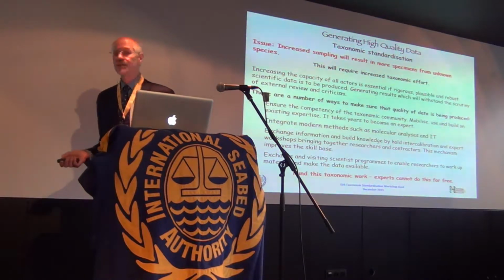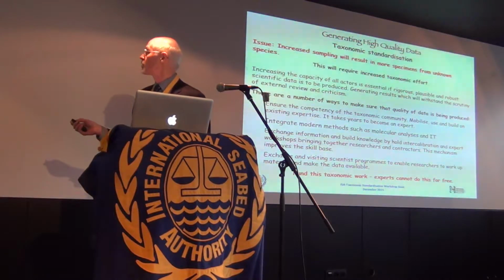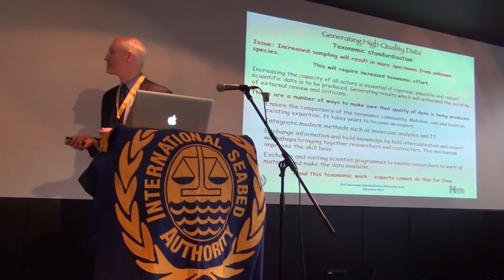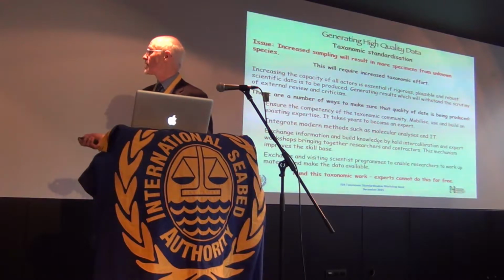More samples mean more individuals. More individuals mean that we're likely to encounter more species. This will require increased taxonomic effort. How are we going to do that? And I think there are a number of ways we can do that.